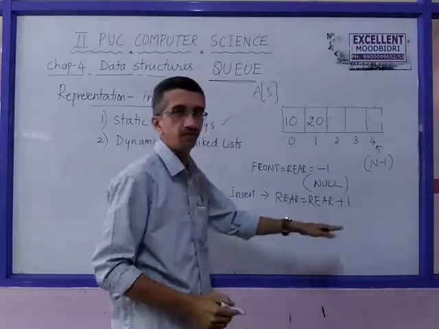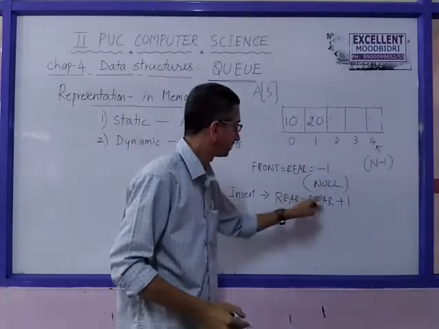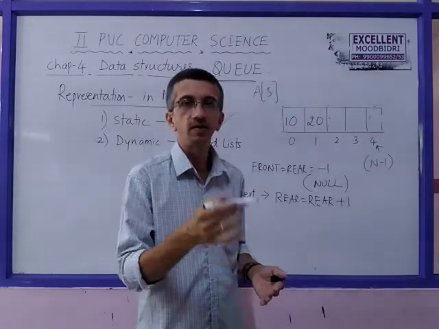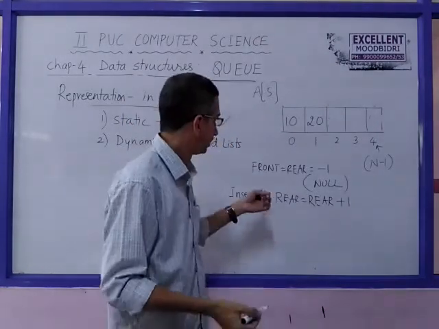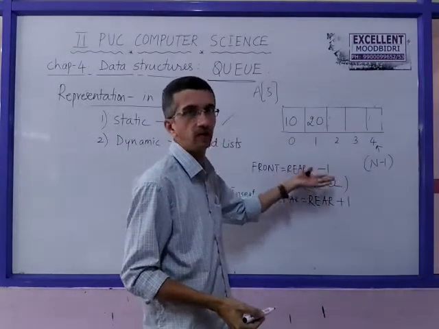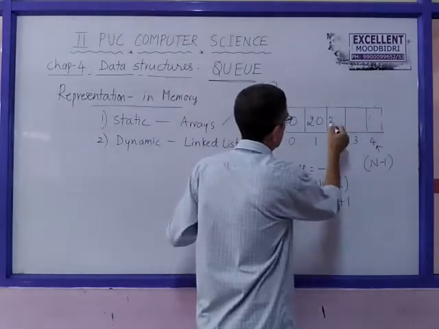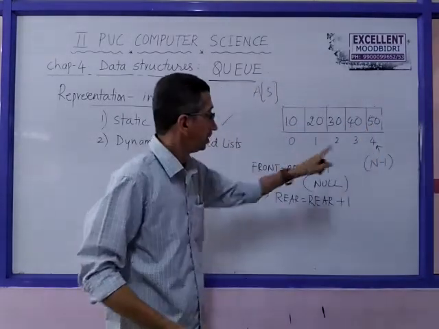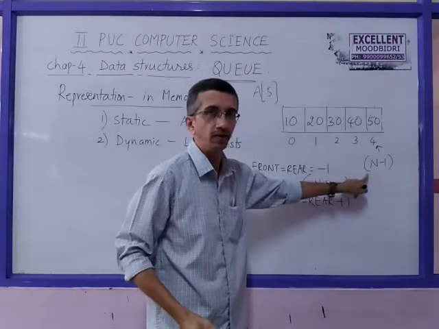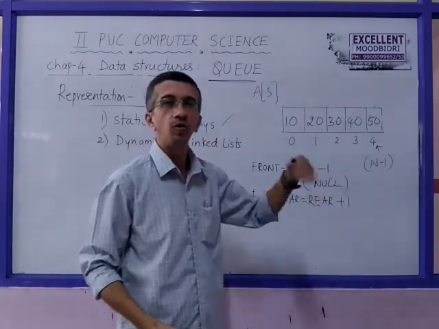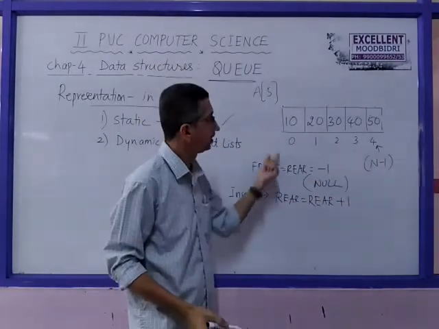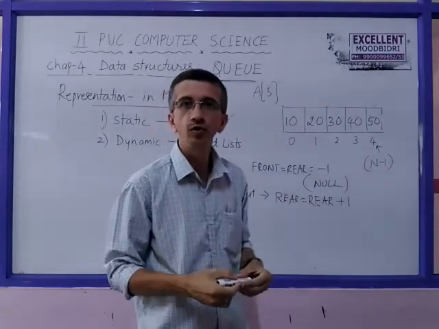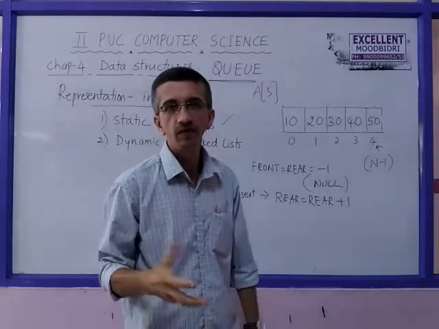Once again insert. Rear is rear plus 1. So the expression to insert an item in a queue is rear is equal to rear plus 1. Increment rear. One more item. 40. One more item. 50. So now, as you know, the rear has become n minus 1 maximum. More than that we cannot insert. Now if you try to insert one more item, it is not possible because, naturally, when the queue is full, the data structure is full, we cannot insert.